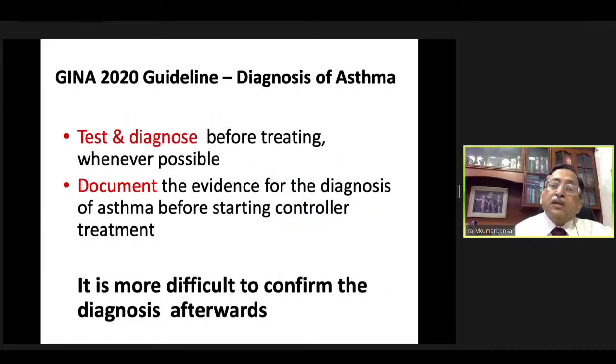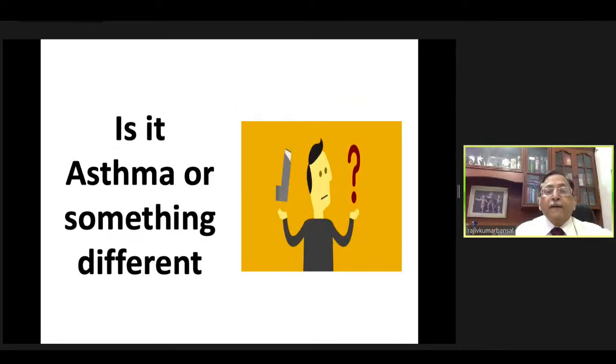In 2020, GINA gave some guidelines, and those guidelines are very important when any of us is evaluating a child and giving the child a label of asthma. The most important thing is one needs to test and diagnose before treating. Don't start managing a child with anti-asthmatic drugs before you make a final diagnosis. At the same time, you need to document the evidence for the diagnosis of asthma before starting control and treatment. This is more so because it's very difficult to confirm the diagnosis afterwards, because things might change: the inflammation will change, the evaluating parameters will change. So one may not come to a final diagnosis of whether the child on whom he or she has started treatment really has asthma or not. So, is it asthma or something different has to be addressed right at the beginning.